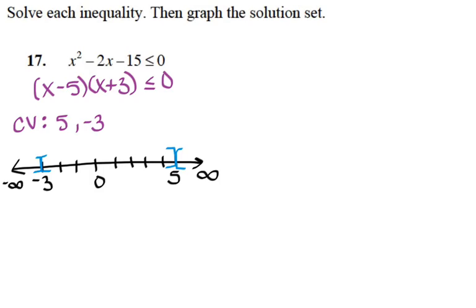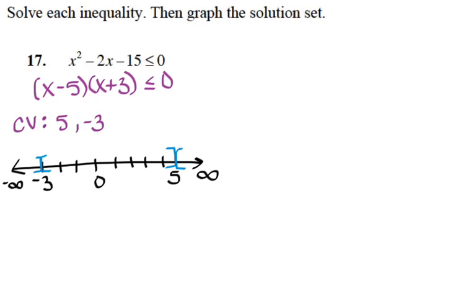And then to actually find the intervals for your solutions, you're going to pick some test points and plug them into either the original function or your factored form. It really doesn't matter which one you plug into. So for example, my first interval goes from -infinity to -3. So you're picking any number between -infinity and -3. I'm going to go with -4, and I'm going to plug that into my function.